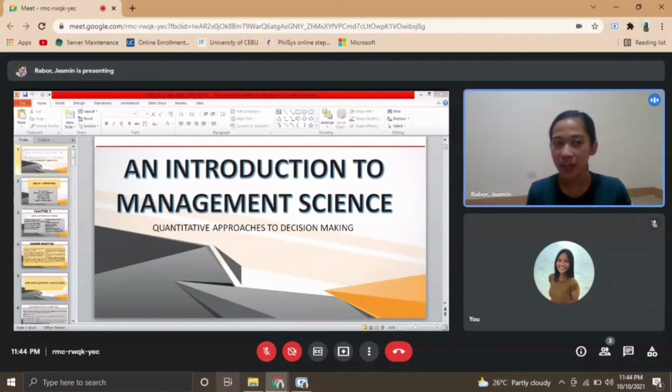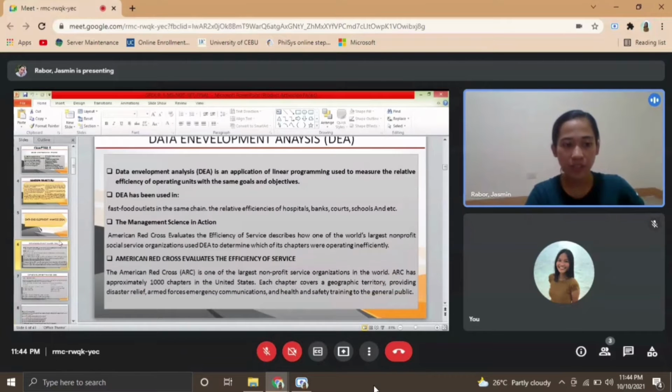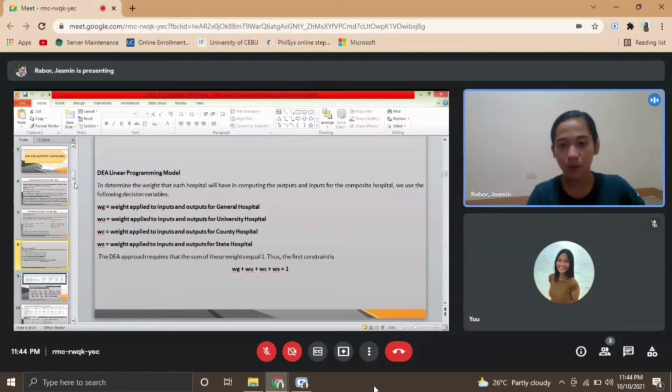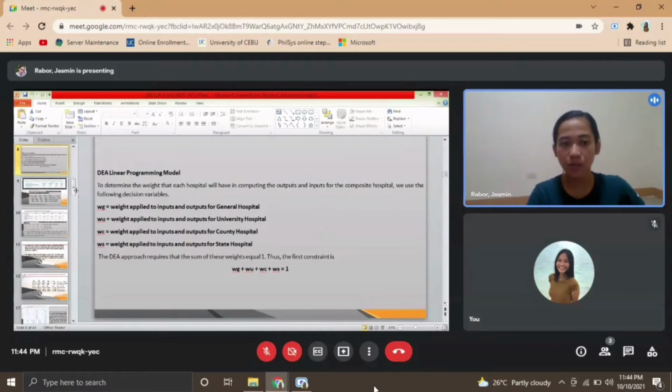Good day, everyone. I am Jasmine Rabor, and I am assigned to report about the DEA linear programming model, which is a continuation of Ms. Saison's report. To determine the weight that each hospital will have in computing the outputs and inputs for the composite hospital, we use the following decision variables. The composite hospital is simply the composition of the outputs and inputs of the four hospitals. And we have four decision variables or decision making units.